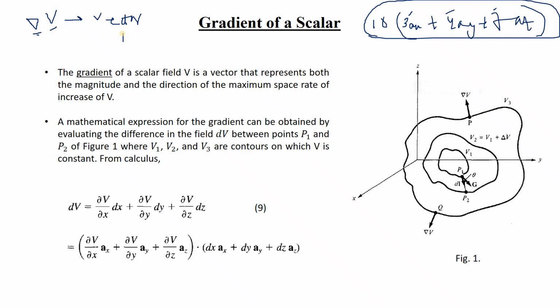Suppose the vector is, I will not write E because E is the electric field intensity, so suppose vector W. That means the del operator on a scalar is called the gradient of a scalar. So the gradient of a scalar gives you a vector. This vector is obtained because of the vector property of the del operator. So it is explained in this way.